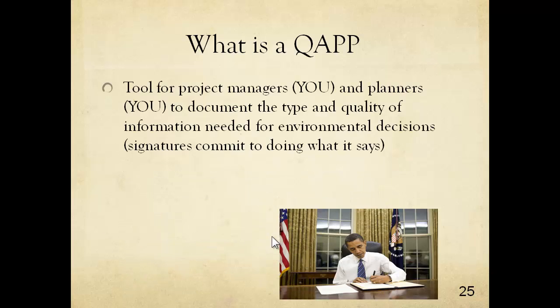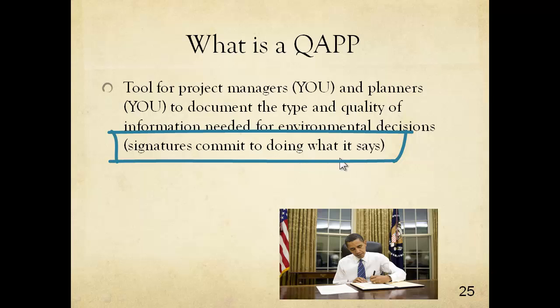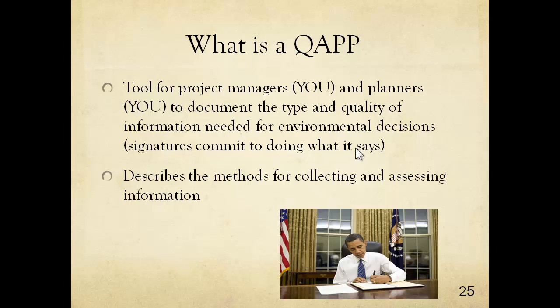It is a tool for you, and this may be also you, the planners, to document the type and quality of information needed for environmental decisions. Keep in mind that the signatures on the QAPP commit to doing what it says. So it's a good idea to get signatures on your QAPP and make sure that people read it and understand what their signatures imply. It describes the methods, just the requirements, not necessarily detail about the methods, but the requirements that you're going to have for your data recording when you collect data and when you assess the information that you gather. And last but not least, it's required by EPA.